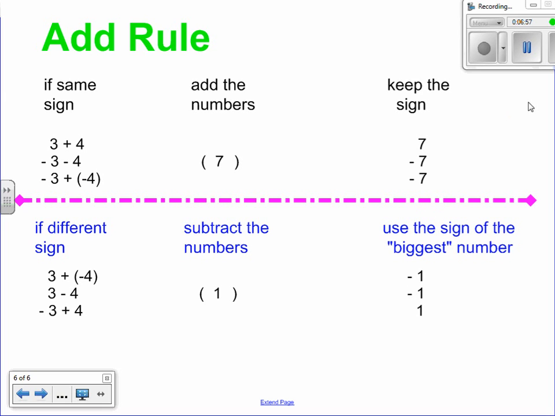We'll practice some order of operations in class. It's much easier to just practice it out than to give you 10,000 examples here in the video. So I'll see you in class.